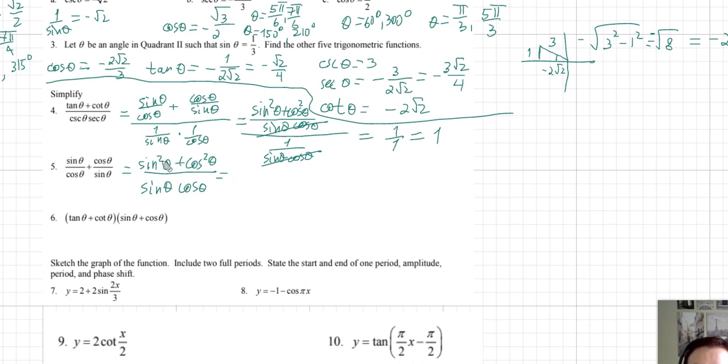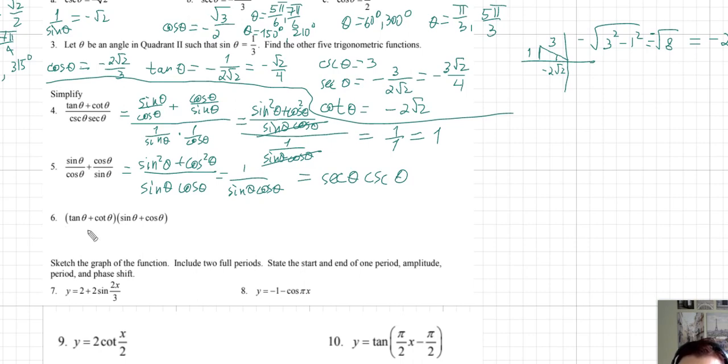Sine squared plus cosine squared gives you 1. And then you have sine theta, cosine theta. You can leave it like this, or you can convert it into what we had over here, which is cosecant theta times secant theta. So that one is your choice. When it says simplify, you can leave it either like this or like this.